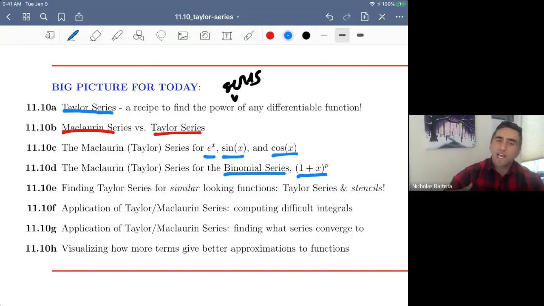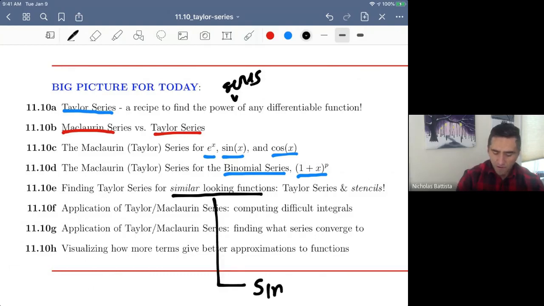And using these regular functions, we're going to be able to find the power series of other similar functions. So this could be something like, instead of sine of x, we look for the power series, or in this case the Taylor series, for sine of x squared, functions like this. We can build up functions that look very similar using the idea of stencils, just like we did previously.